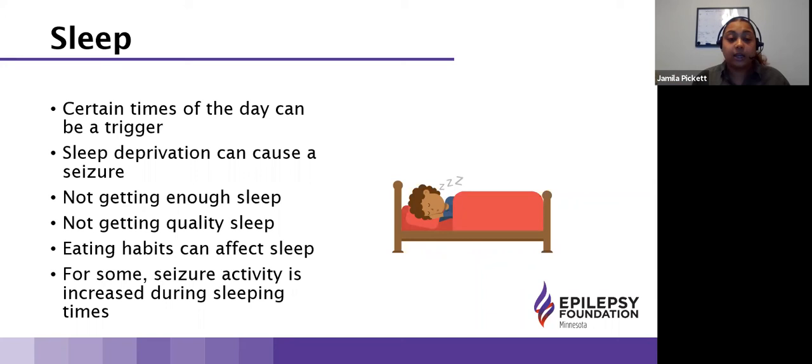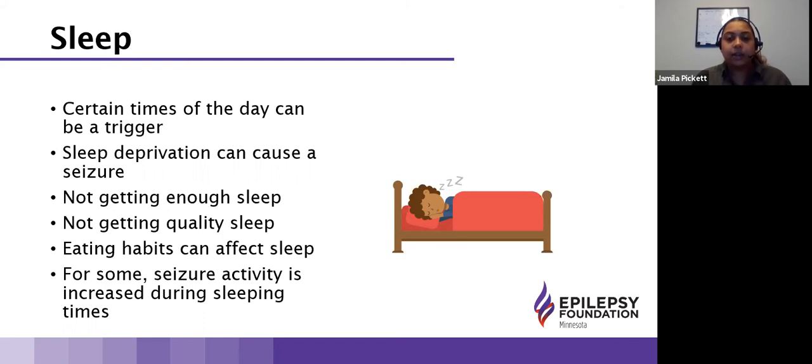So sleep deprivation can cause a seizure, not getting enough sleep can, not getting quality sleep can, and then your eating habits can affect your sleep as well. It can be the things that you're eating. So some of those fattier foods, maybe fried foods, things like that, can cause stomach aches and other things that can make it difficult for you to sleep, or it can just affect your sleep in general. Eating before you go to sleep also can make it difficult for some people to have a really good, restful night of sleep.